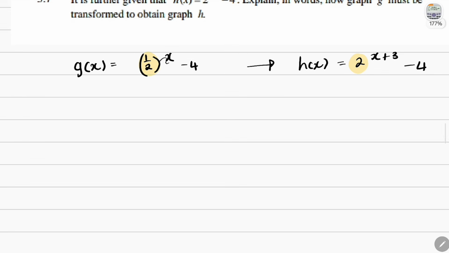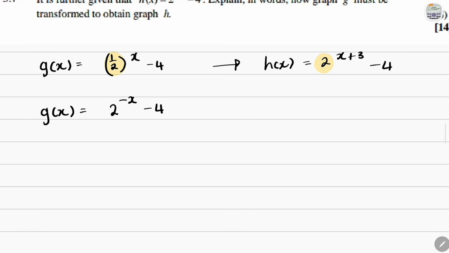So the only way to get a half to become 2 is if we rewrite it like this. Instead of writing it as 1 over 2, we can move that 2 in the denominator up to the numerator, and it becomes 2. And of course, because you moved it, the exponent becomes negative, and it's still raised to the power of x. So if you multiply, this is actually negative x. So it's 2 to the power of negative x and then minus 4.